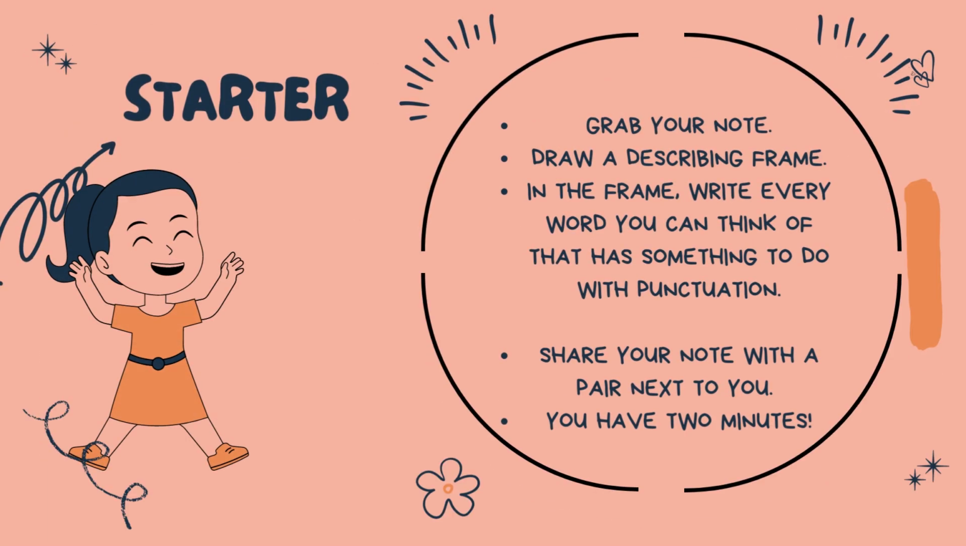We have a starter activity here. Now, it goes this way. First off, in your notes, draw a describing frame. Okay, and in the describing frame, write every word that comes to your mind when it comes to punctuation. Anything that you can think of. You've got 2 minutes to write these words down.